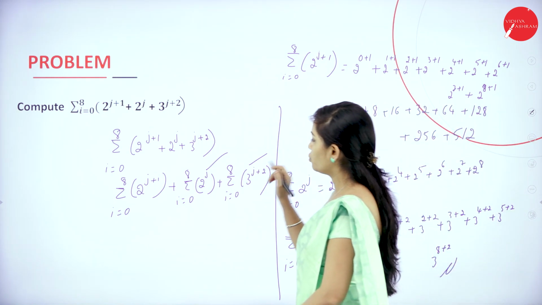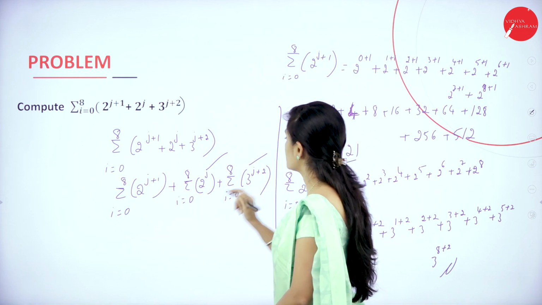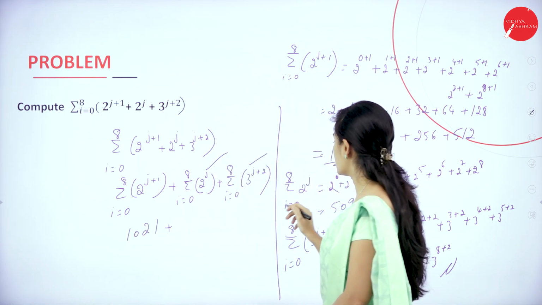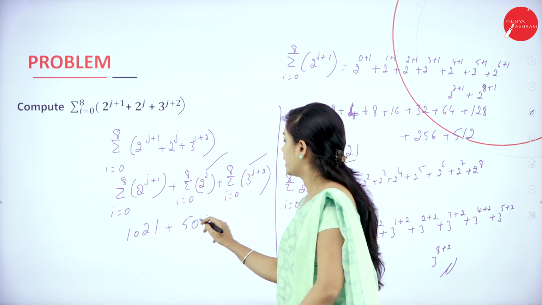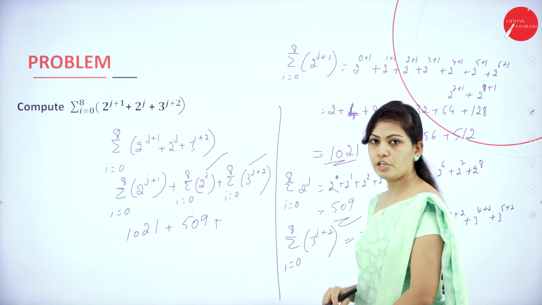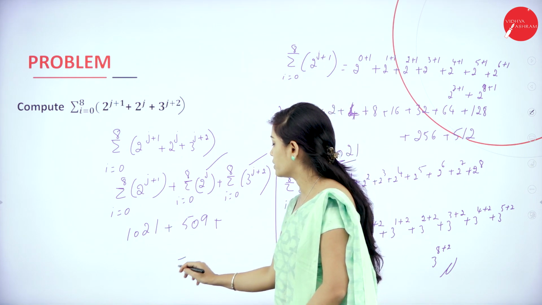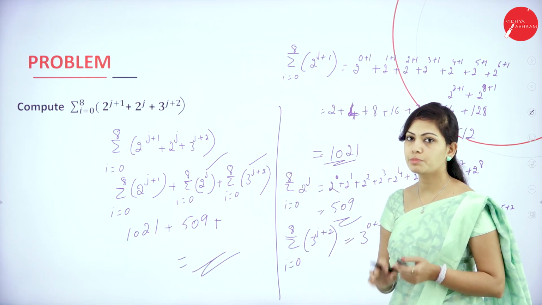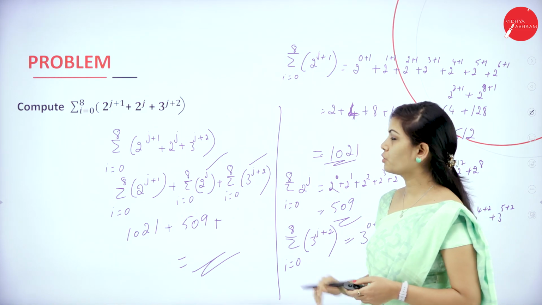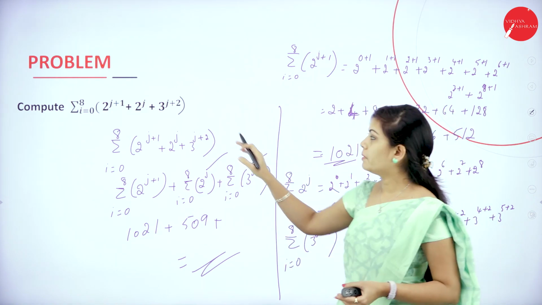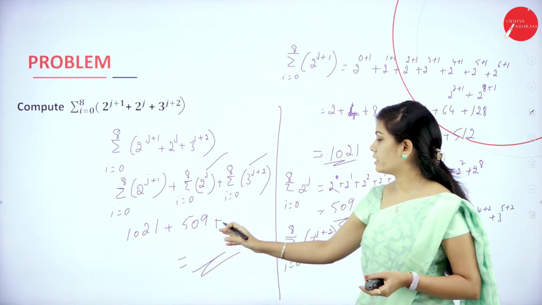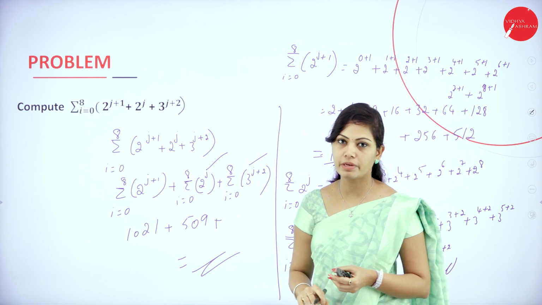Then finally, you have to add all the values. So first term value is 1021 plus second term value is 509. And find the third term value and add this, you will get the final result. So this type of question you can expect for 7 marks. So easily you can simplify, but you have to separate all the terms and simplify it properly. You will get the final answer. This is for 7 marks question.